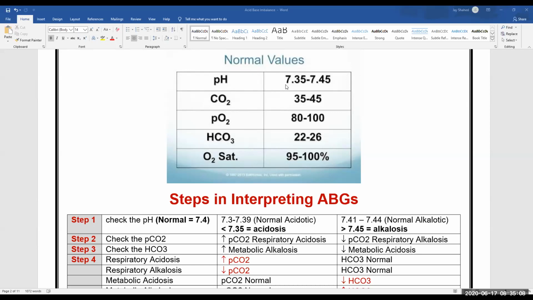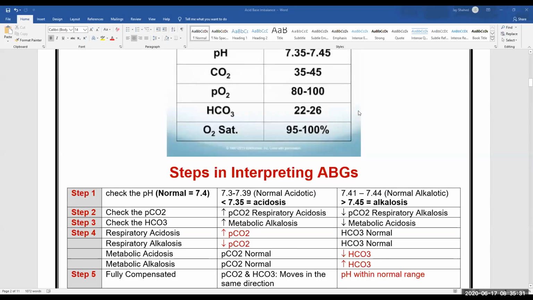Understood? So anything below 7.35 is what? Acidic. Anything above 7.45 is basic. But 7.4 is what you need to remember. Anything below that up to 7.35 is acidic. Between 7.4 and 7.45, that would be basic, alkalotic, or basic.